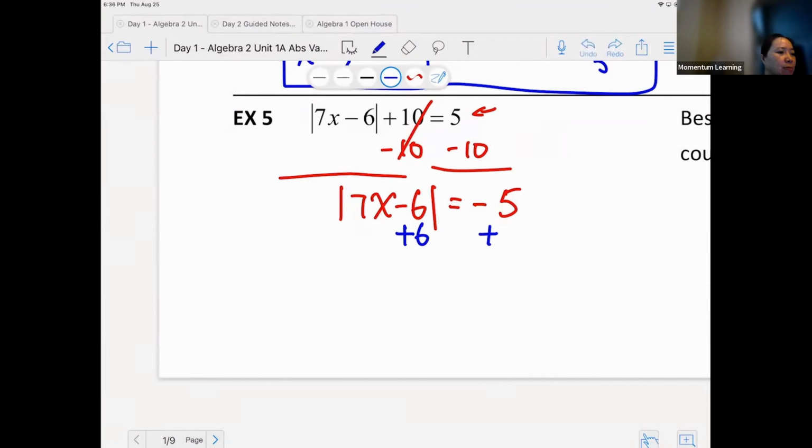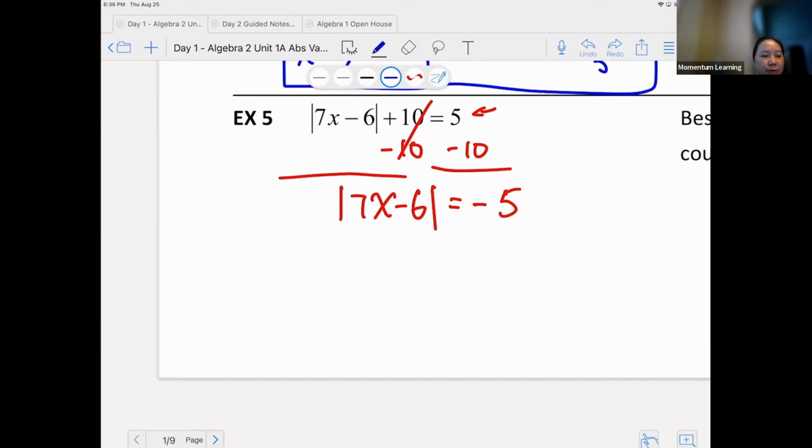The absolute value bar is something you should treat like a jail bar. It's something you cannot add in and cannot take out before you actually get rid of the bar. So you have to get rid of the bar first, and then you can add, subtract, divide, multiply. So you cannot directly add a 6 to cancel. You cannot do that. This is like the jail over there.